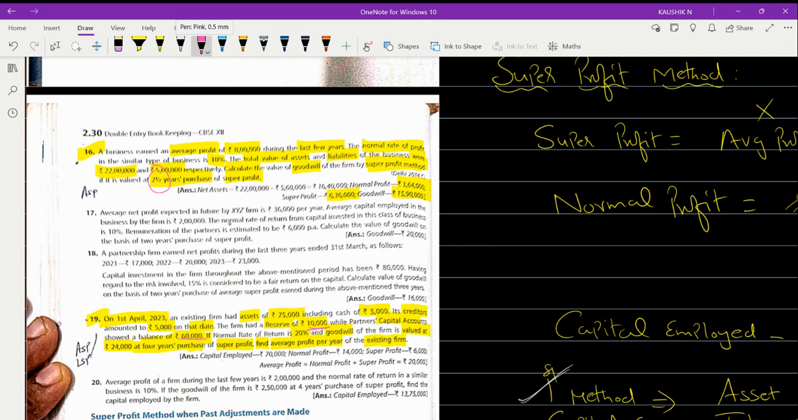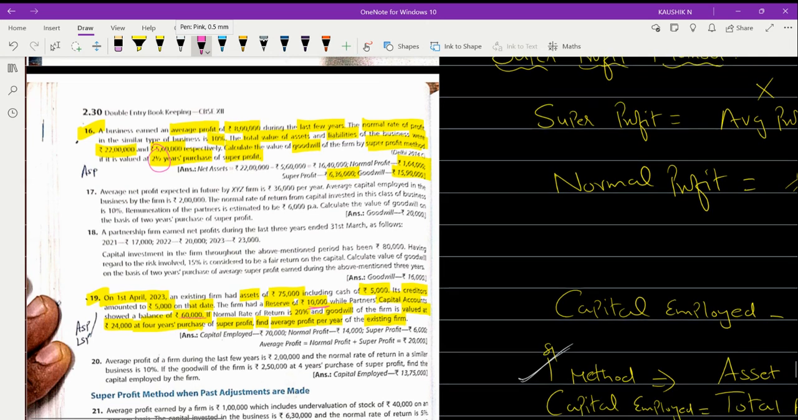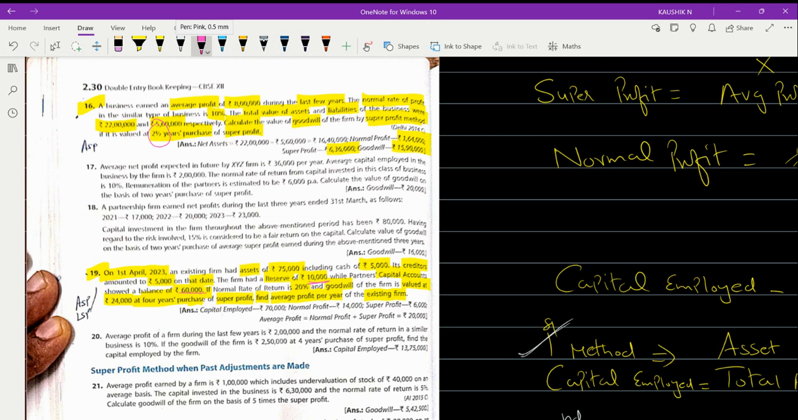You have to substitute the valuation. Where will we substitute it? The asset value is given, the creditors value is given. So where will I use it? For capital employed, in which method? Asset side. So that means this is a problem where you have been given some information.